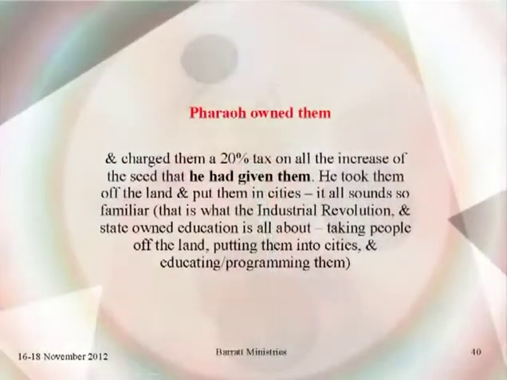Did you know Pharaoh owned them? Do you know he charged VAT? The VAT in England is 20%, isn't it? He charged 20%. A fifth. Fifth is 20%, isn't it? So he charged them a fifth on all the increases of the seed that he'd given them. He took all the seed off them. They had nothing. So he said, well, I'll give you seed. And he gave them seed, but he said, I want VAT on it. And he charged 20% on what he'd given them.